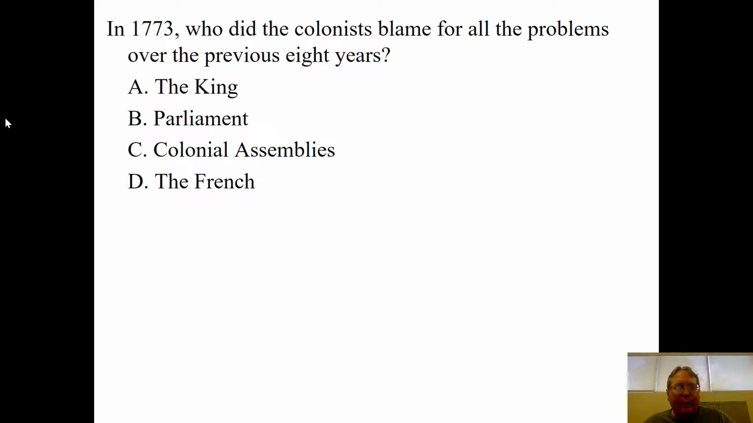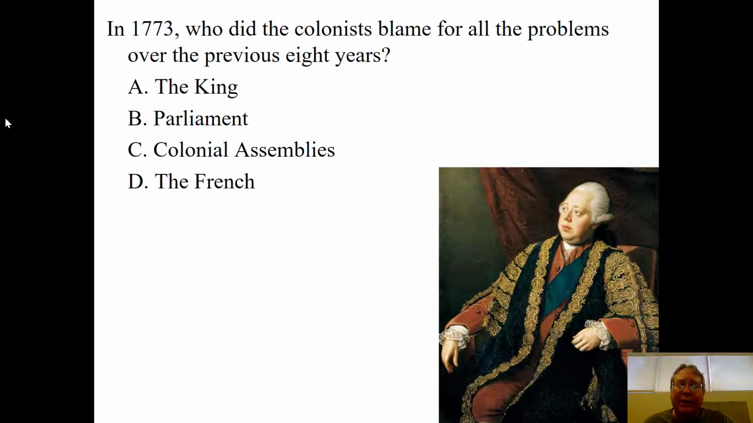When you get down to it, who are American colonists most upset with? Who do they blame for most of these problems that have been besetting the British Empire since the Seven Years' War? And I'll give you a hint, it has to do with this person. So is it A, the king? Is it B, Parliament? Is it C, colonial assemblies? Or D, the French? And in the end, what you see is it's actually Parliament.